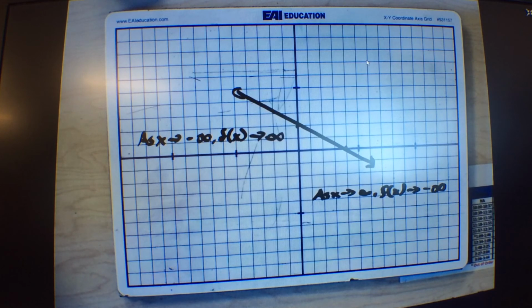As x approaches negative infinity, y approaches negative infinity. Okay, I'd prefer that you say f of x approaches negative infinity. And then on the other side, as x approaches infinity, f of x approaches infinity. All right, very good.